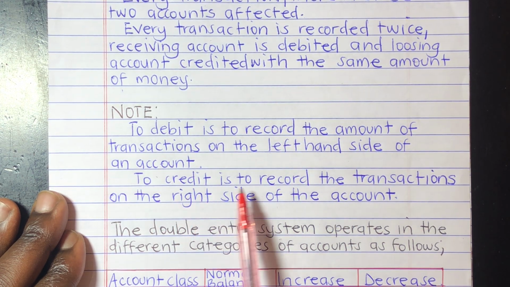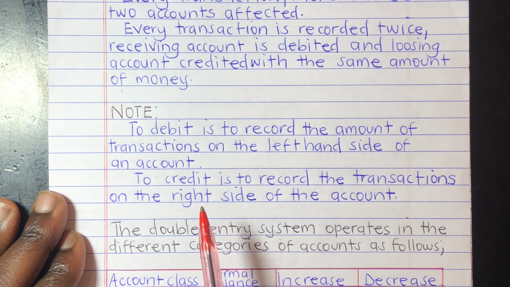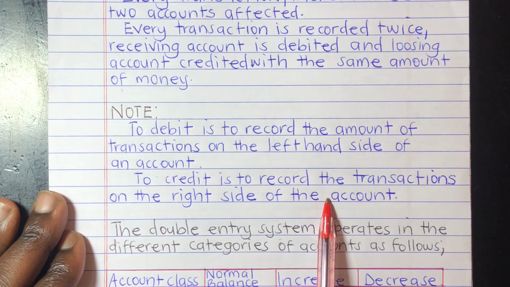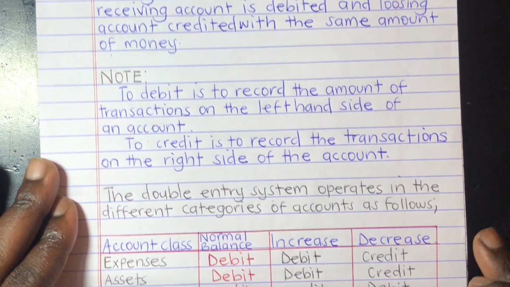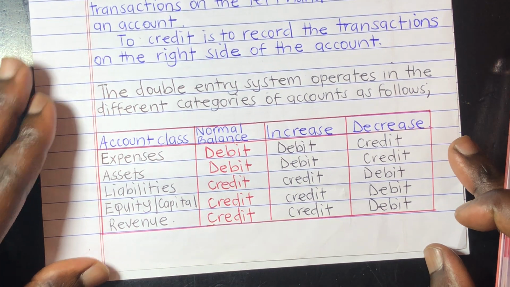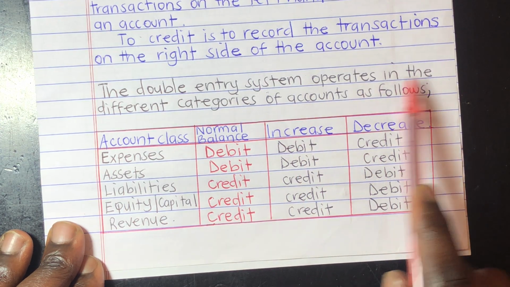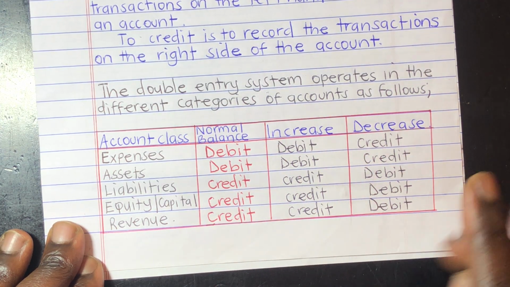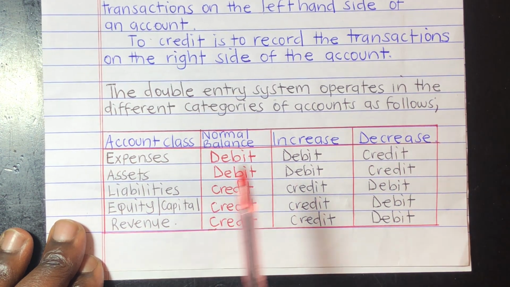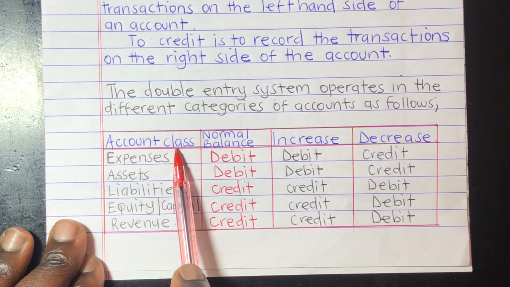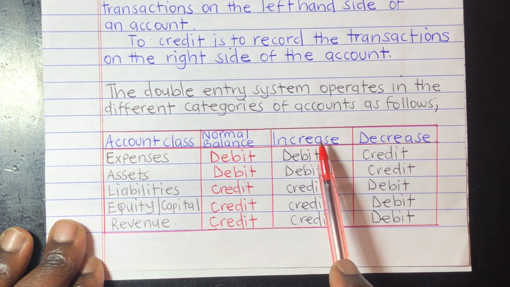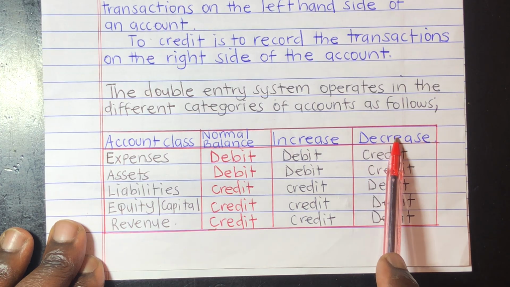So if they tell you to credit, meaning they're telling you to record the same amount of money on the right hand side of the account. Then we have some notes here. The double entry system operates in the following categories of accounts as follows. I tried summarizing for you. I came up with the account class, the normal balance, then when it increases, and then when it decreases.